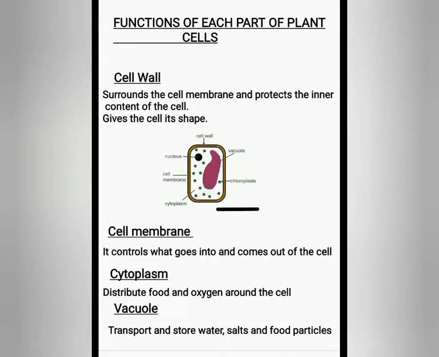So we want to first look at the cell wall. The cell wall surrounds the cell membrane and protects the inner content of the cell. As we can see in the picture below, the cell wall also gives the cell its shape.